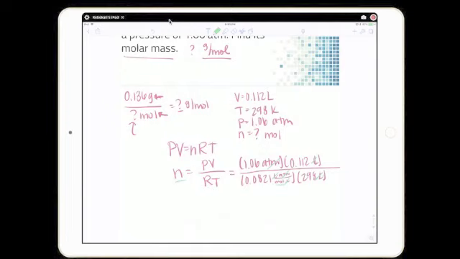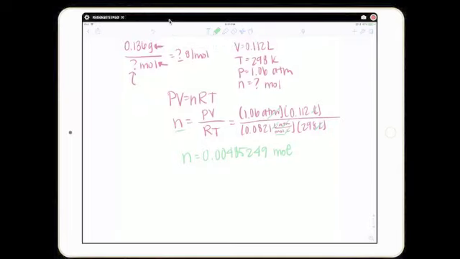So if I do some simple math, I get n moles is equal to 1.06 times 0.112 divided by 0.0821 divided by 298. Moles are equal to 0.00485249. I'm not going to round anything yet because I'm not done. I want molar mass, and mass is equal to 0.136 grams. Now I'm going to plug my moles in.